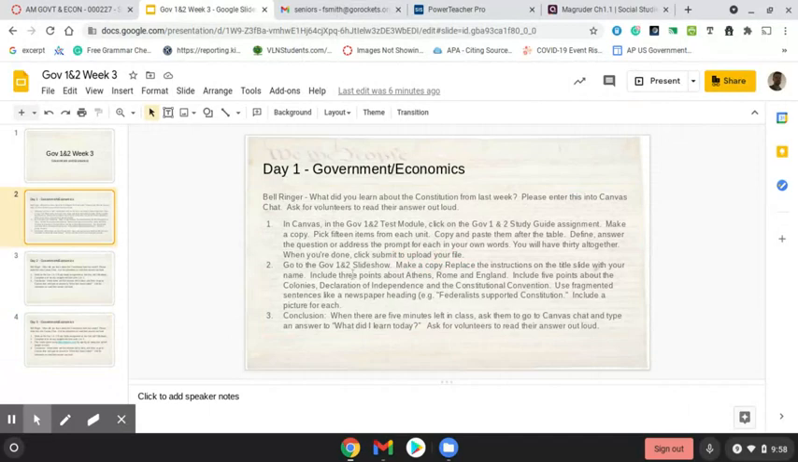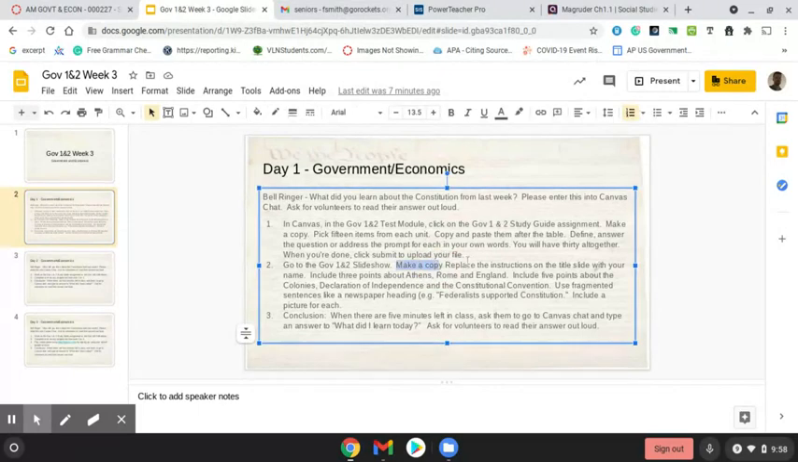So we can see with this assignment, once again, make sure you made a copy of it. Now, this will count as a project grade. The title slide, you'll need to make sure you place the instructions on it with your name, first and last name. And then there are the first 3 slides. What you need to do is include 3 points about Athens, 3 points about Rome, and 3 points about England. So the first slide goes with Athens, second one Rome, third one England.